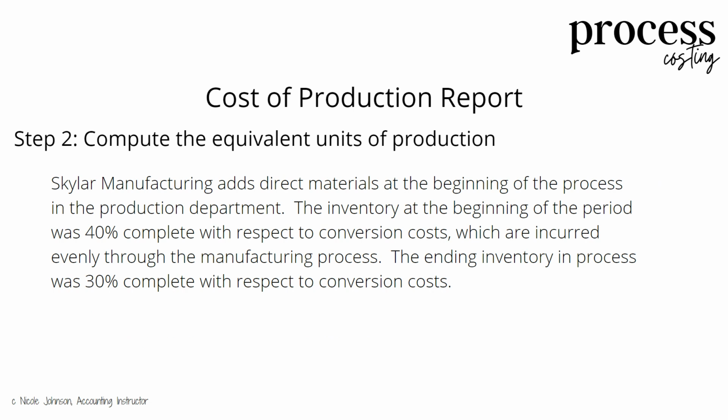Schuyler Manufacturing adds direct materials at the beginning of the process in the production department. The inventory at the beginning of the period was 40% complete with respect to conversion costs, which are incurred evenly throughout the manufacturing process. The ending inventory in process was 30% complete with respect to conversion costs. When we are doing weighted average, the percent complete at the beginning of the period isn't really as important. What we will need to pay attention to is how complete the conversion was at the end of the period.